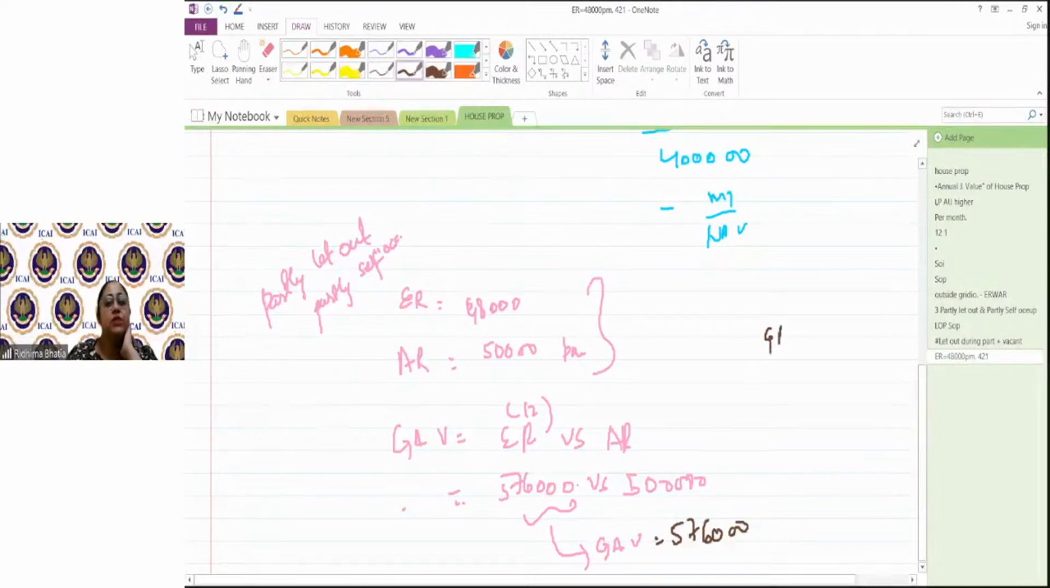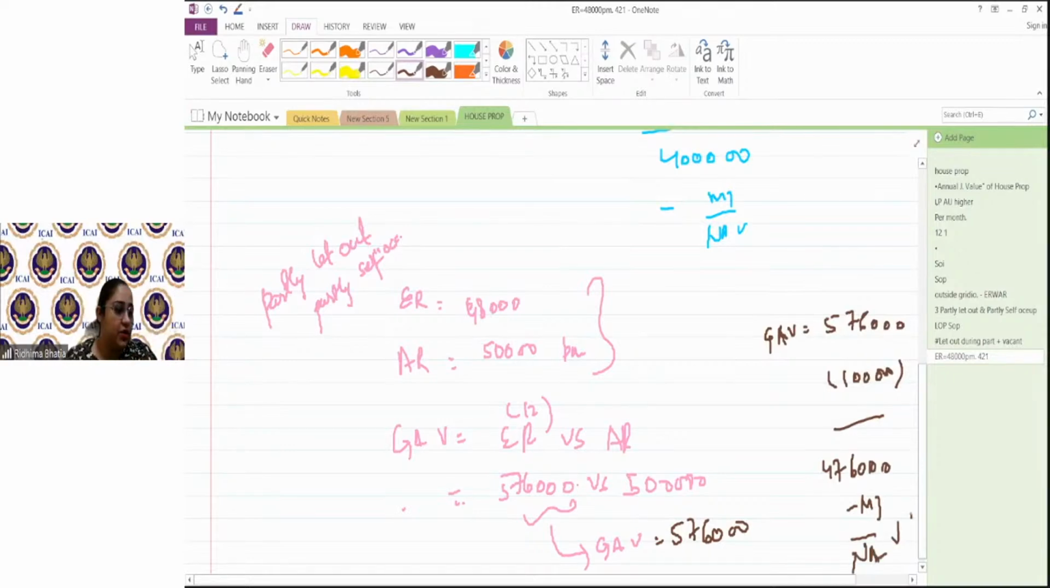Now from this 576 GAV, I will reduce my 1 lakh, which is unrealized rent, then 476. From 476 I will reduce municipal taxes, then NAV, and then 30%, and then your interest deduction, and you come to your income from property. In all these scenarios, you will get interest without any ceiling limit. Ceiling limit applies only in case of self-occupied properties. Clear? Any doubt? Vaishali, is it clear now?